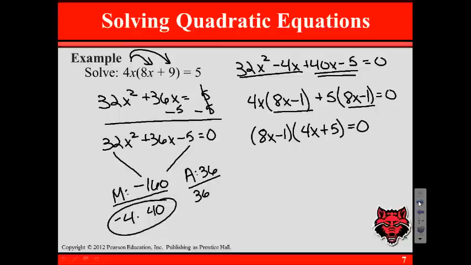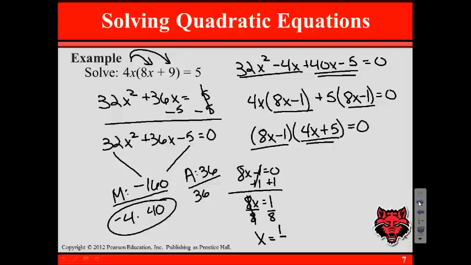At this point, we set each factor equal to 0, because that's what the zero factor property tells us to do. So we start with 8x minus 1 equals 0. We start by adding 1 to both sides of the equation. That gives us 8x equals 1. We then divide both sides by 8. And we are left with x equals 1/8.